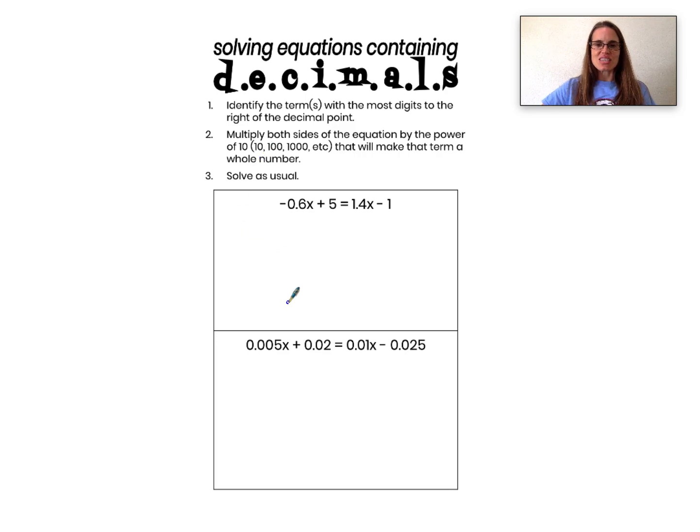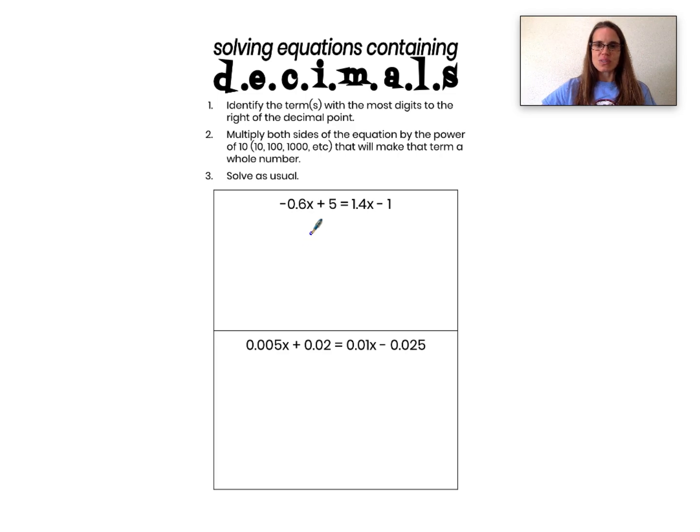Let's go ahead and look at this first example. Negative 6/10 x plus 5 equals 1 4/10 x minus 1. Just like with fractions, I could use inverse operations with these decimal terms. I could add 6/10 x to both sides of the equation, for example. But the strategy we are working on right now is clearing decimals. So first, ridding ourselves of any decimals in the equation before we perform inverse operations.